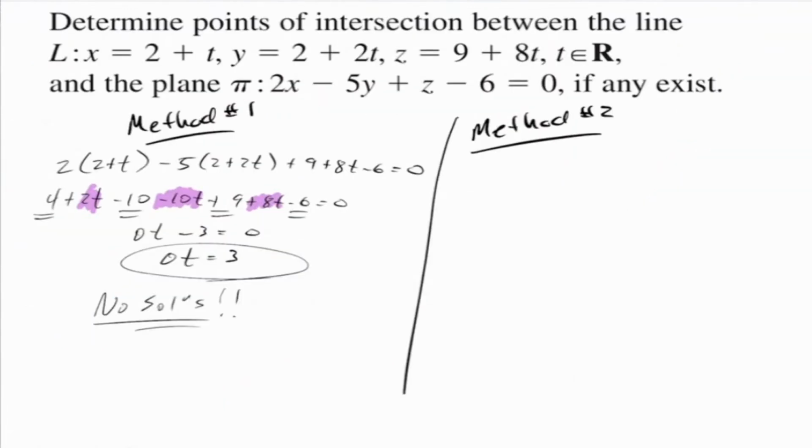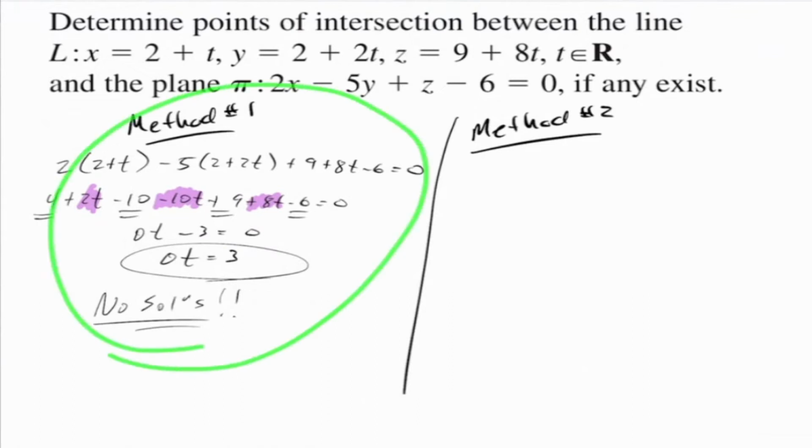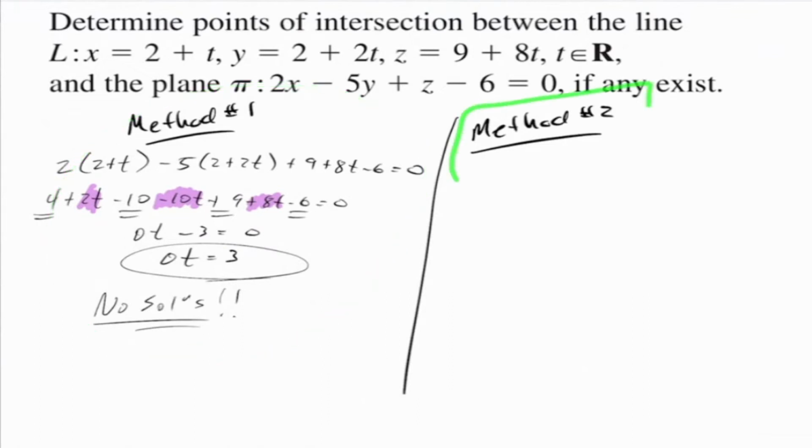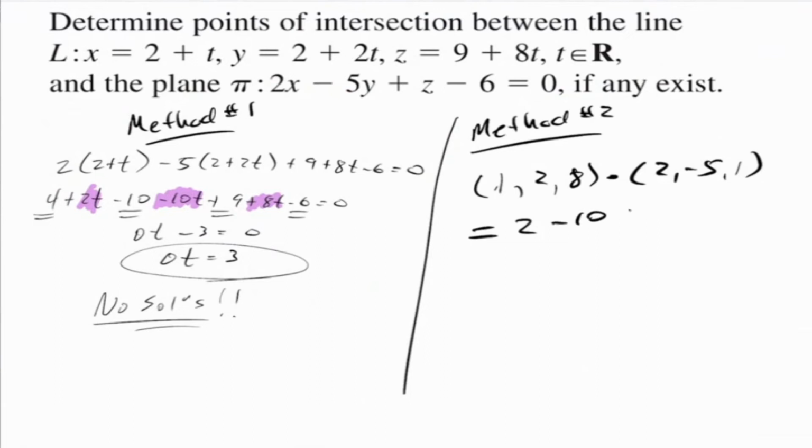Okay, guys, so now that we've gone through method 1, you can take a look at method 2. There's a second method that we can use by using the normal and the direction vector. So what I'm going to do here is grab the direction vector of my line. So what do we got here? 1, 2, and 8. Take that with the dot product of my normal, so 2, negative 5, and 1. This should come out to be 0, if it is in fact parallel. This ends up being 2 minus 10 plus 8.